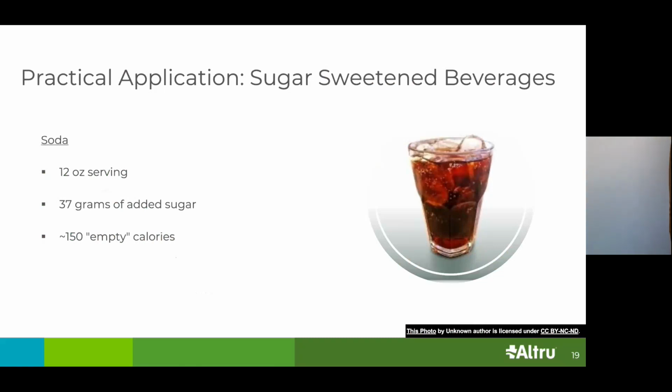The reason we might want to consider reducing sugar sweetened beverages like soda is because a 12-ounce serving of soda contains 37 grams of added sugar. And that equates to about 150 quote unquote empty calories. We say empty because it's not offering many nutrients other than the added sugar. So it doesn't have any other nutrients that help improve our health.